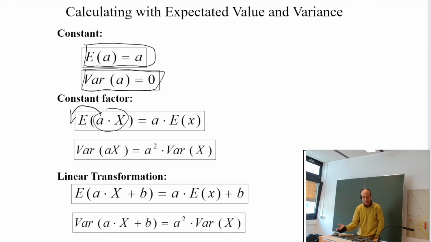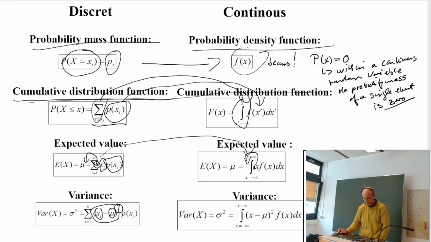Okay, but if we take the variance, we have to be careful, because now if we take out our constant, this means that we have to square this constant. Well, also this we see directly here.